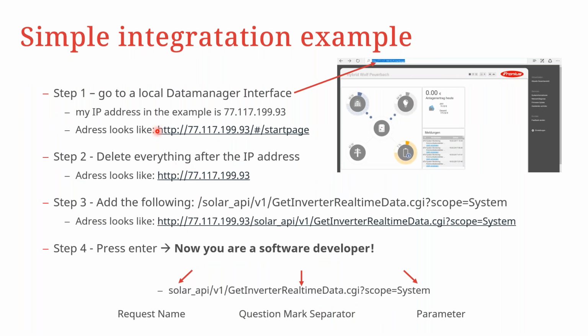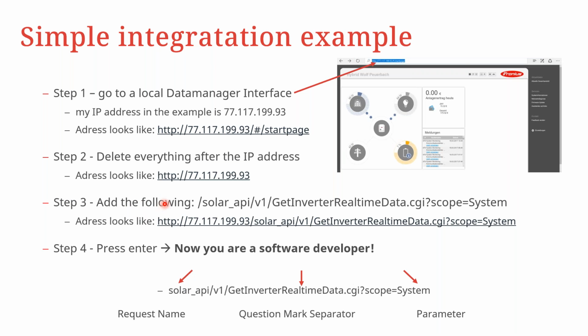So it's just a sort of simple integration example. Your first step is to go to the local data manager interface. For example, if your IP address is 77.117.199.93, this is how your address would look in the browser interface. The next step is to delete everything after the IP address. So your IP address would look like the following. It'll be 77.117.199.93.